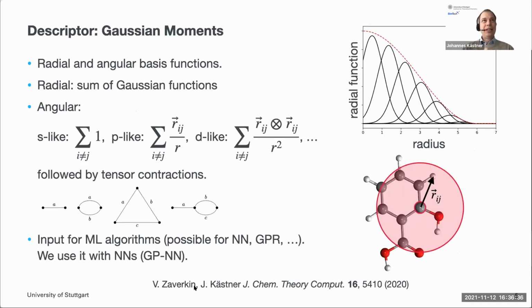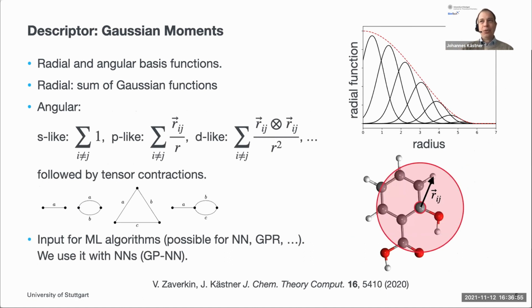What we are doing in Gaussian moments is essentially we want to describe the environment of one atom. So essentially the atomic environment of one atom. We want to have a descriptor that tells the neural network or the machine learning algorithm in general which atoms are in the vicinity of my particular atom.